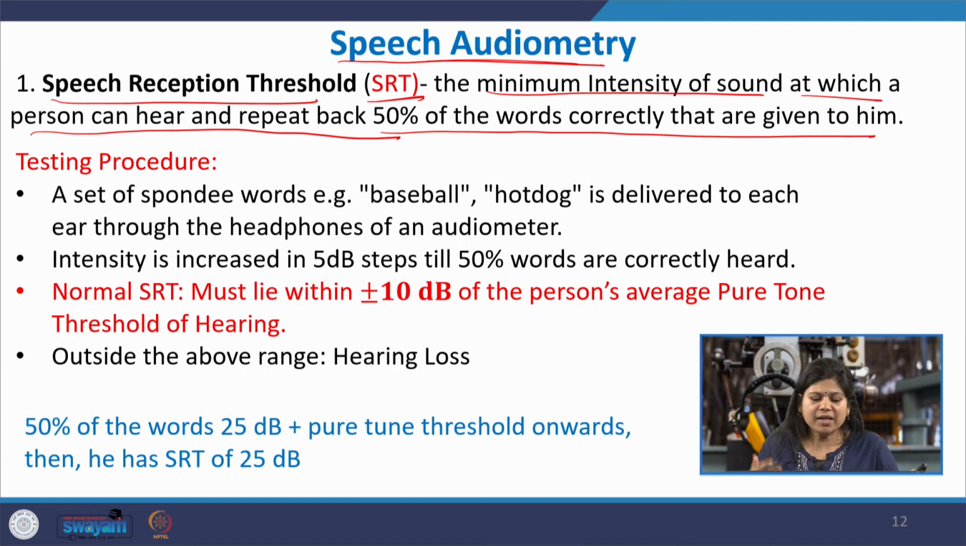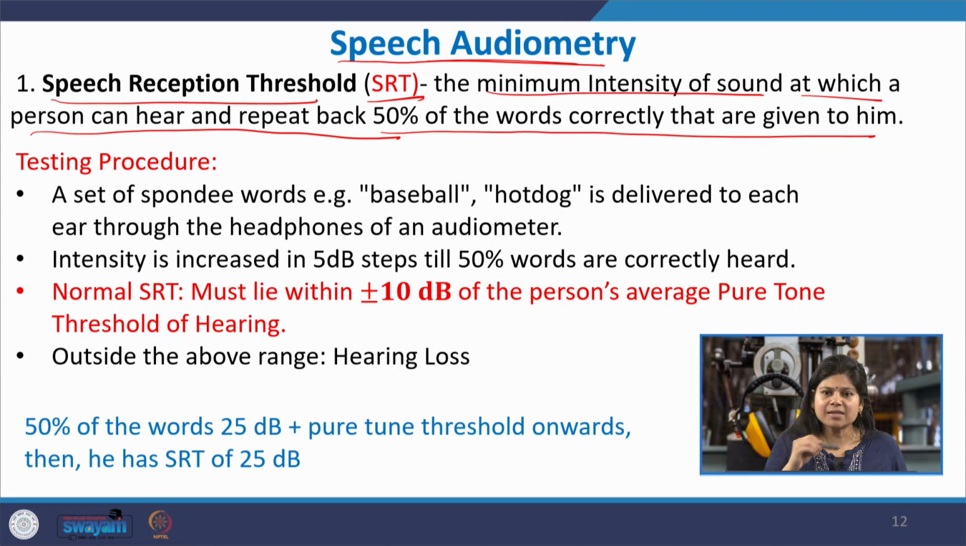So, the way it starts is that it starts from 0 dB and slowly the intensity is increased in steps of 5 decibels. So, first all the words would be delivered to the person one by one at 0 decibels, and the person will have to respond back what they have just heard, and then the number of words heard correctly would be marked.